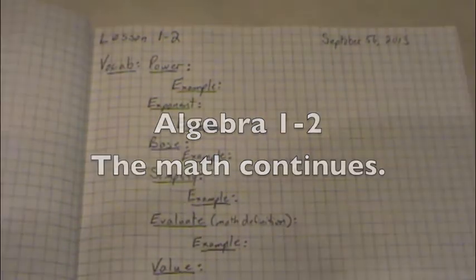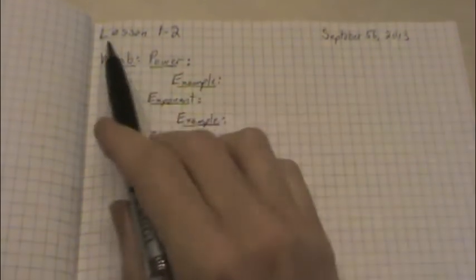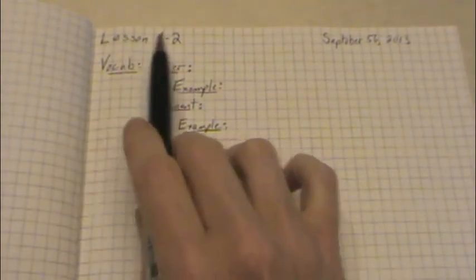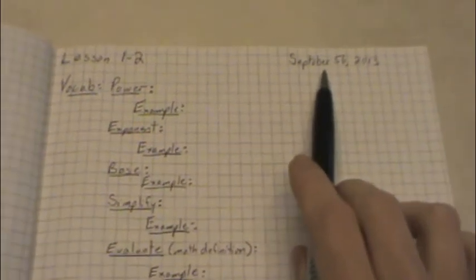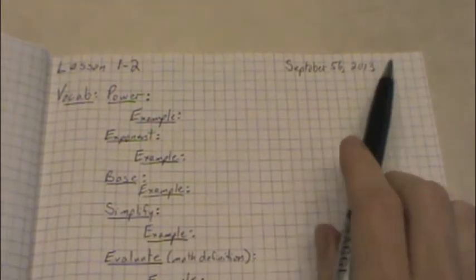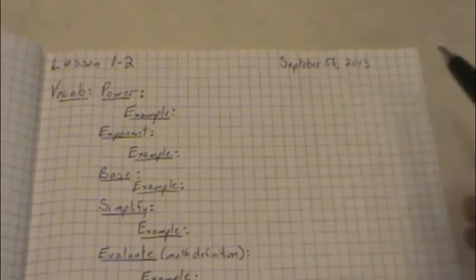Alright, here's lesson 1-2. Again, I want the lesson labeled on the top corner of your notebook. I want the date over here. For those of you keeping track, that does say September 56th, 2013, because I'm not sure which exact day you're going to be doing this homework.